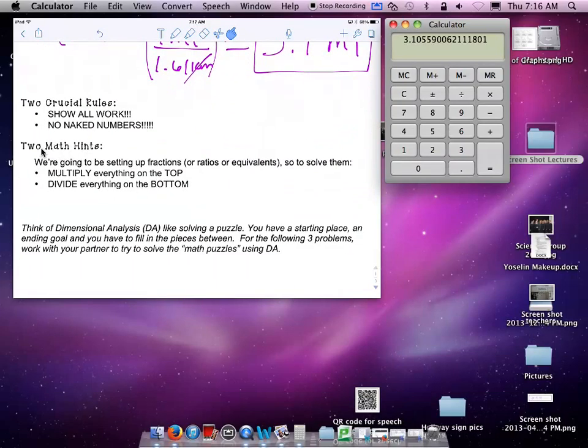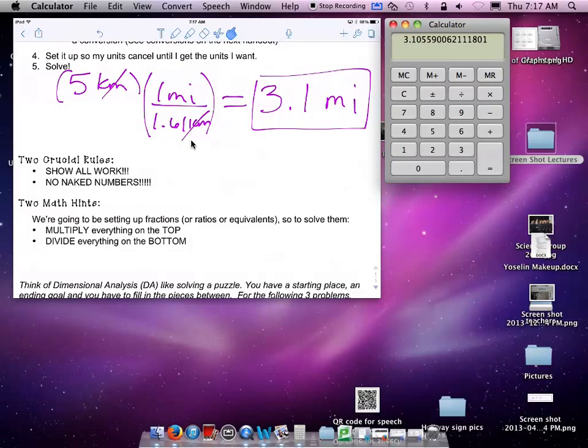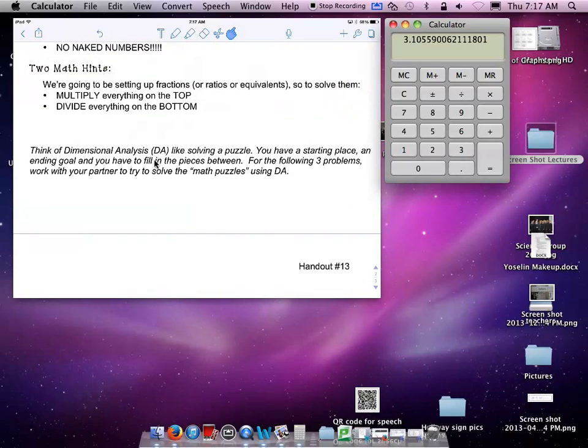The other thing is your math reminder. Anytime you are setting up fractions, ratios, or equivalents, which is what this is, to solve them, you multiply anything that's on the top and you divide anything that's on the bottom. This line in math means divide, so anytime there's something underneath it, you need to hit divide on your calculator. All right? You can also think of dimensional analysis like solving a puzzle. You've got a starting place, you've got an ending goal, and you've got to fill in the pieces in between. To get that idea, I want you to try these next 3 problems. If you have someone you can work with, go ahead.